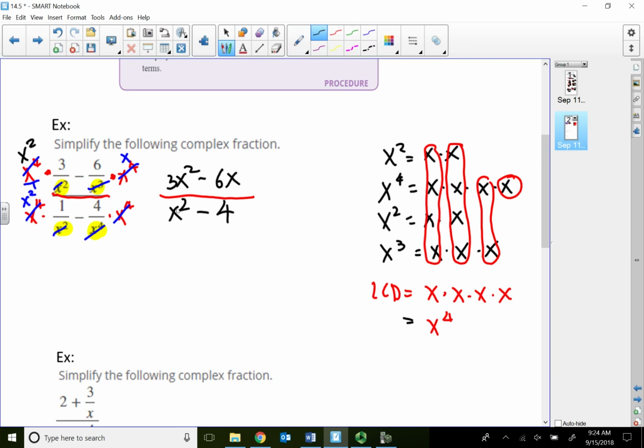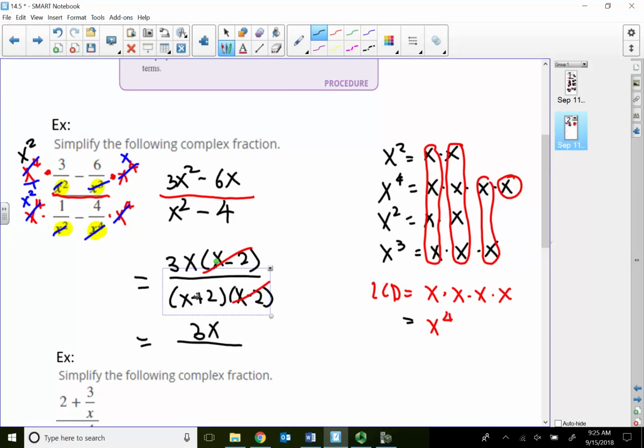All right, so let's factor this out. I think the numerator I can factor out with 3x, so that should leave me with x minus 2. The denominator is x squared minus 4, which will be x plus 2 times x minus 2. So now I can reduce the x minus 2 top and bottom. My answer is going to be 3x on top over just x plus 2 in the bottom. That's all there is to it.